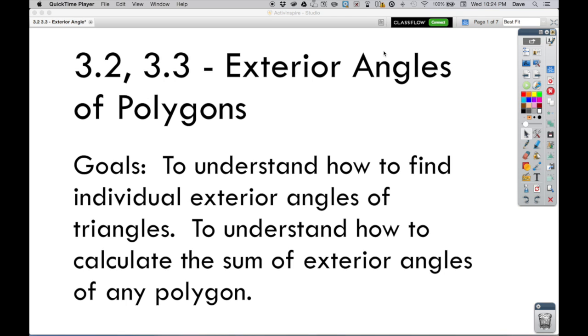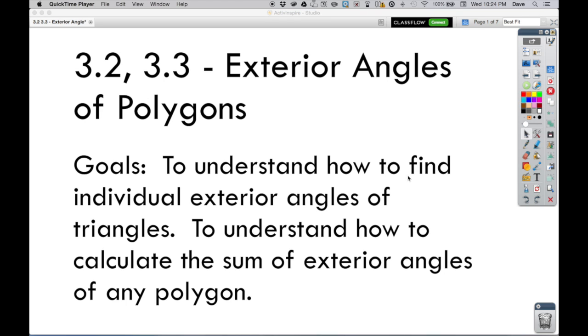All right, this is the other half of lesson 3.2 and 3.3. Once again, we kind of changed around the way the book organized it, so we're doing a little bit of 3.2 and a little bit of 3.3, and specifically we're looking at exterior angles of polygons. And there are two goals today.